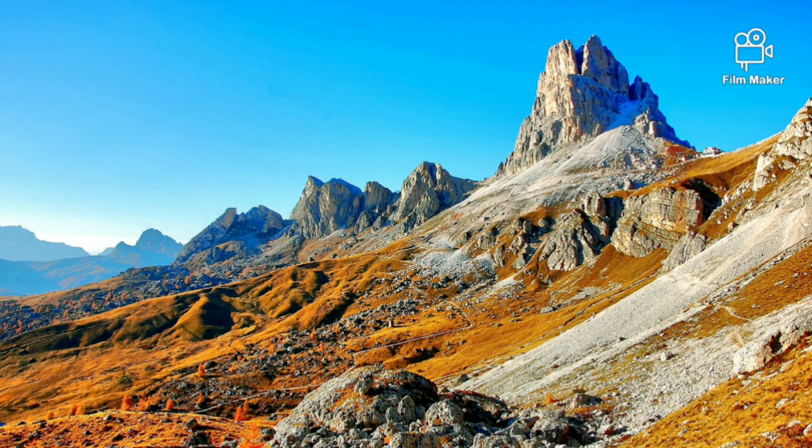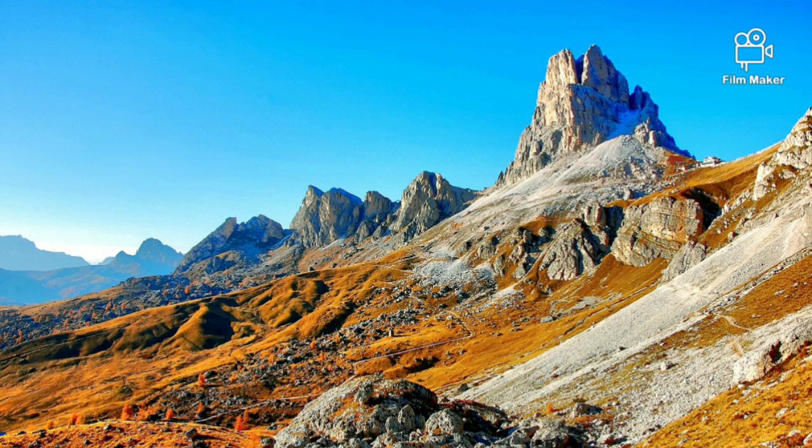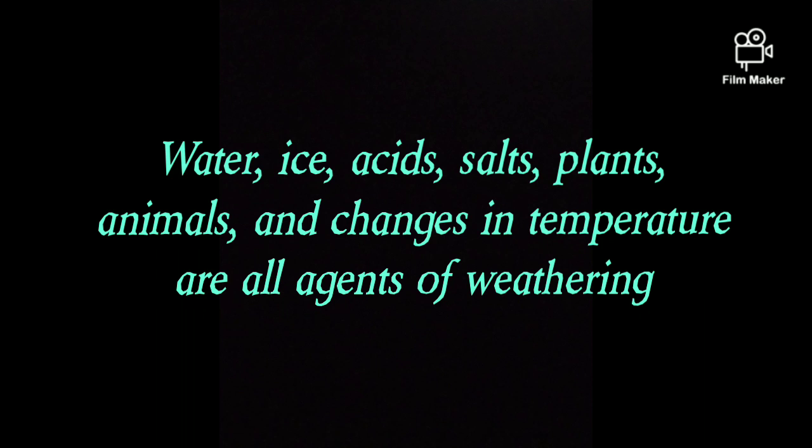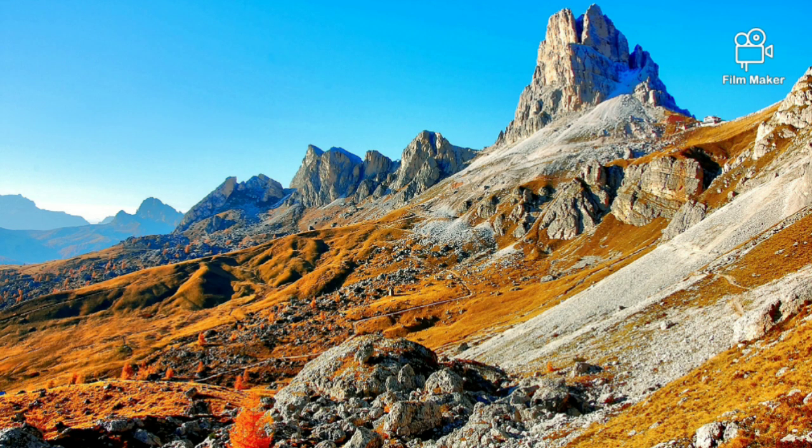Today I will talk about weathering of rocks. Weathering is defined as the process of breaking down or dissolving of rocks and minerals on the surface of earth. Water, ice, acids, salts, plants, animals, and changes in temperature are all agents of weathering. Once a rock has been broken down, a process called erosion transports the bits of rock and mineral away.